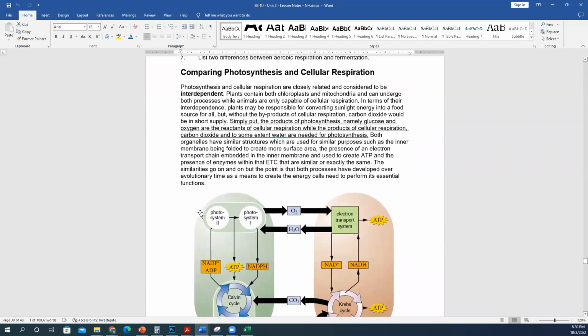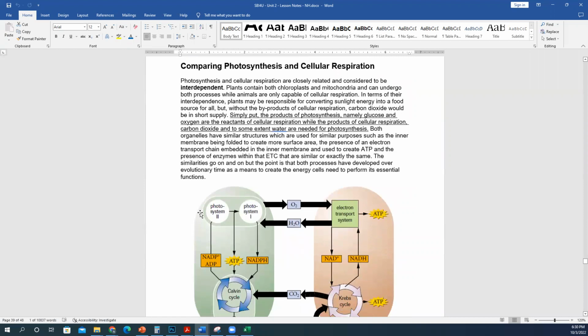So we've discussed photosynthesis and we've discussed cellular respiration. Let's take a look at the two and really compare and contrast these two processes, see how they are closely related, and look at the interdependency between these two pathways.